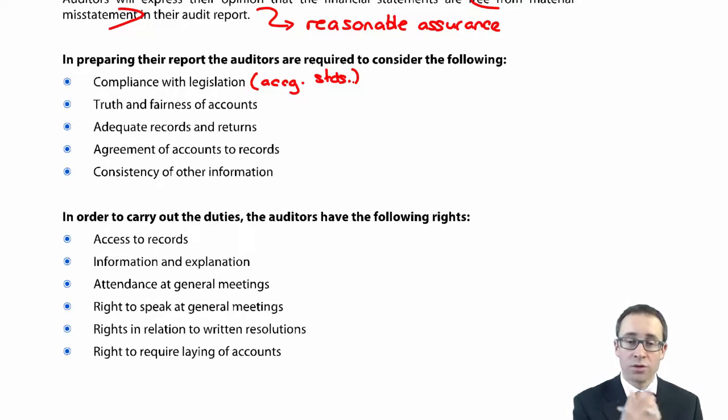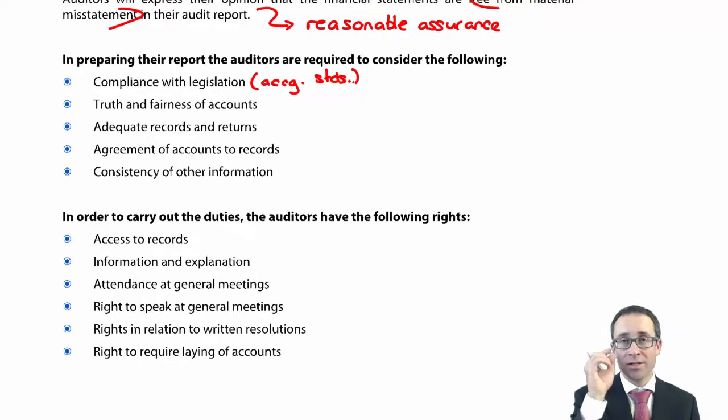Again, we want to consider the truth and fairness of the accounts. Are adequate records and returns maintained? So is there backup to the numbers presented within the financial statements that the auditors can use to verify the amounts and come to a correct decision about the fairness of the accounts? They need to see that the numbers in the financial statements agree to the numbers within the invoices, within the bank statements, etc.